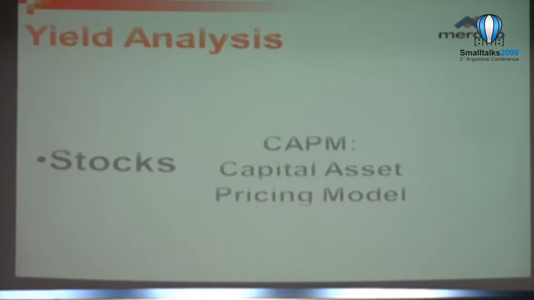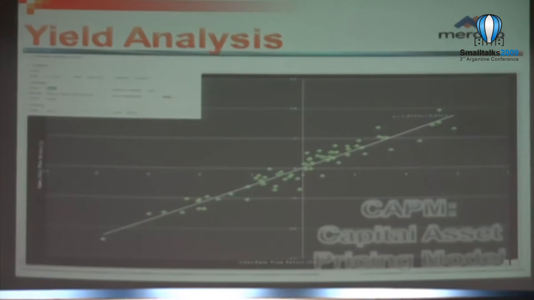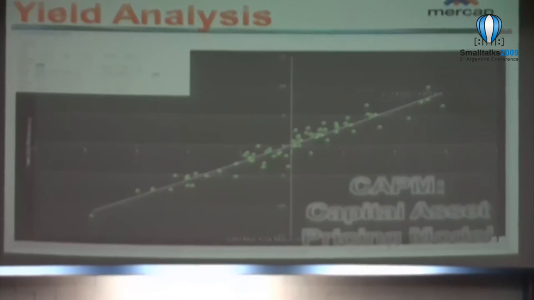And, well, then moving to stocks, we have what's called the capital asset pricing model. That's to value stocks, relating a stock with some reference market. As you see here, this uses least squares fit to build a line, and we're interested in the slope of this curve, the different points of the evolution of stock prices and its relation with the evolution of market prices. There's a market index that tells us how the market evolves.